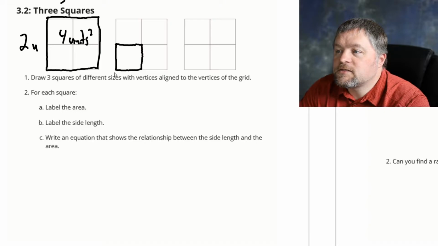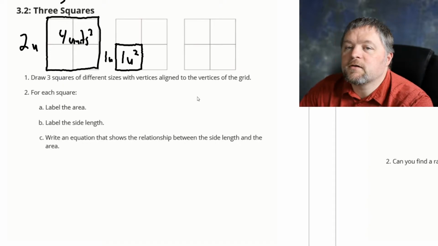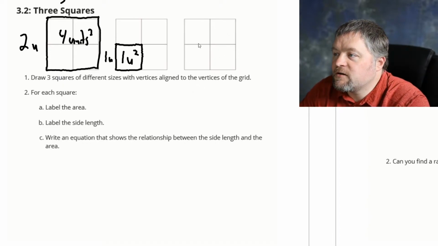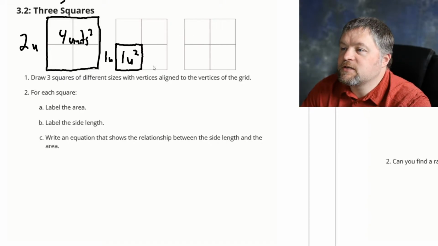The side length of this is 1 unit. Each of those 4 sides is 1 unit. The area is 1 unit squared. 1 times 1 is 1. Now, what are we going to do about this next one? That was an easy square to find.